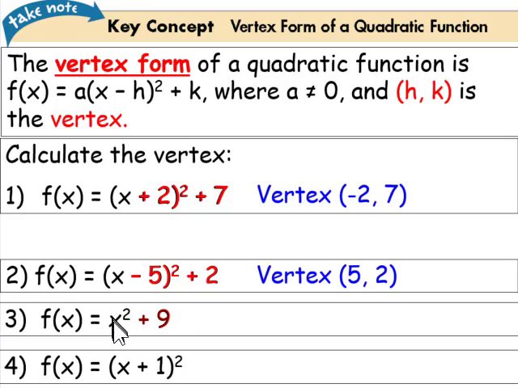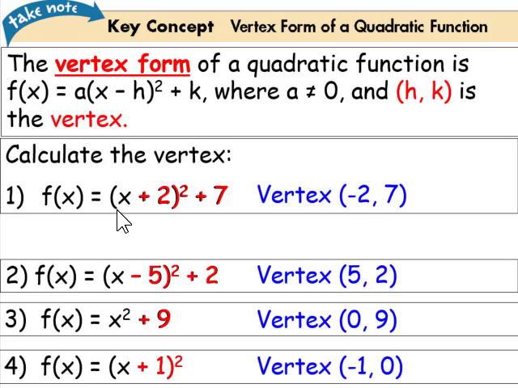In this particular case, we can see that we do not have an h. Therefore, if there's not an h, the h must be 0. And we have our k, 9, so (0, 9). In this particular case, our k is 0. And remember, we're writing the opposite of our h. So (-1, 0).